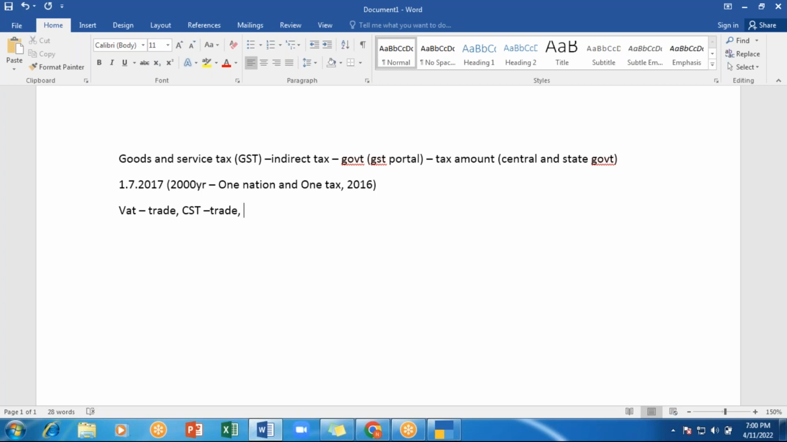And then CENVAT. What does CENVAT mean? Central VAT, Central Value Added Tax. This was on manufacturing a product. When I'm manufacturing a product inside my factory, there is no tax. After manufacturing, when I make a sale to the wholesaler or when I bring this finished product to my godown, in that case I have to pay CENVAT.